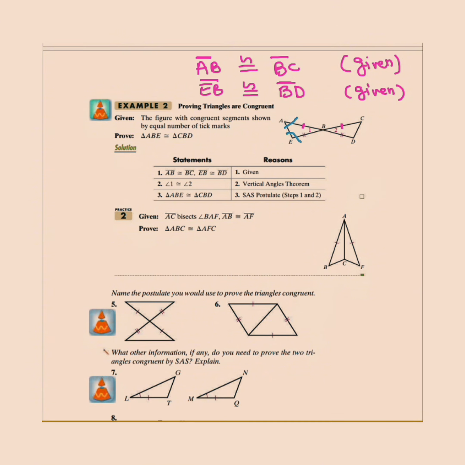Alright, so let's see, that angle is congruent to the other angle. And why? Because they are vertical angles. So I can say angle 1 is congruent to angle 2, by the vertical angle theorem. I have two sides which are congruent and the angle included between them. So I can say that triangle ABE is congruent to triangle CBD by SAS postulate.